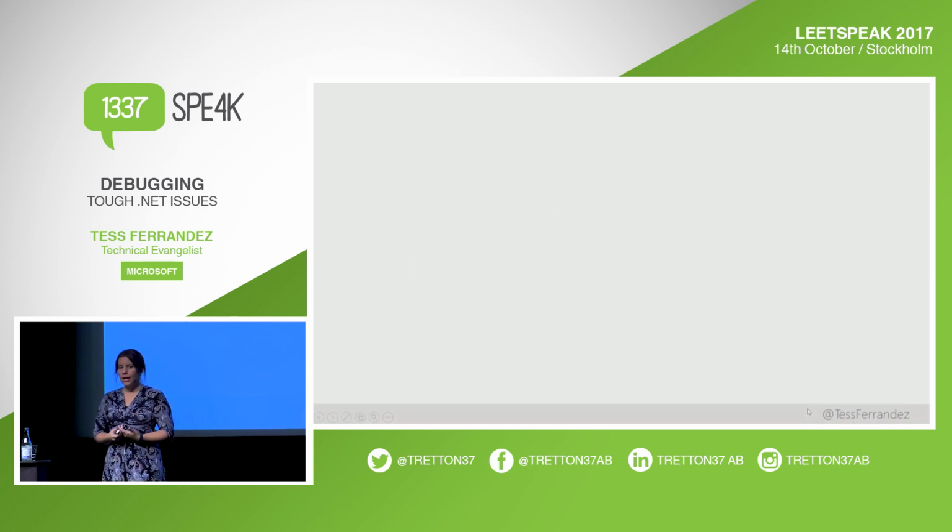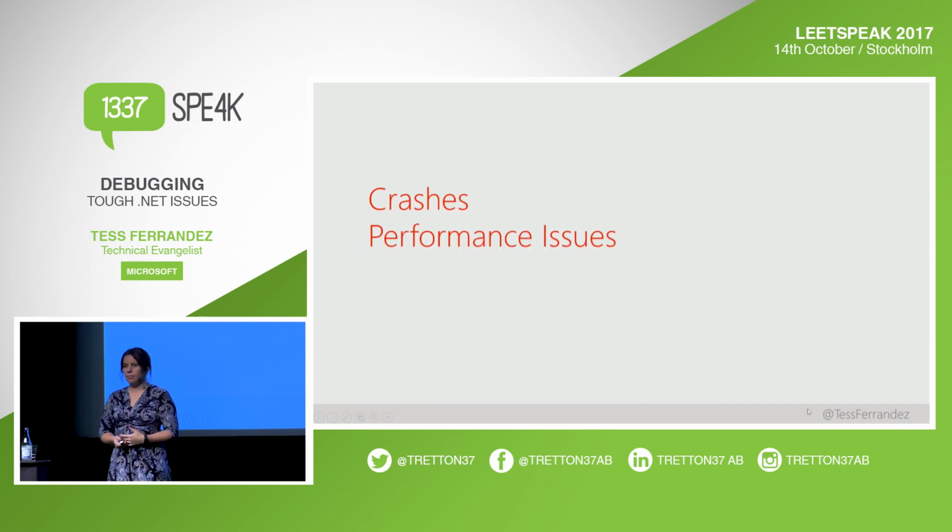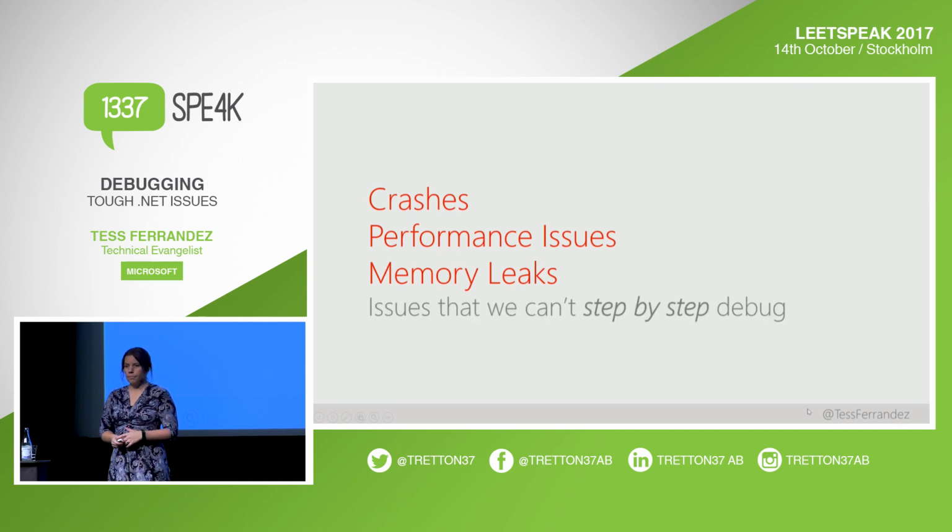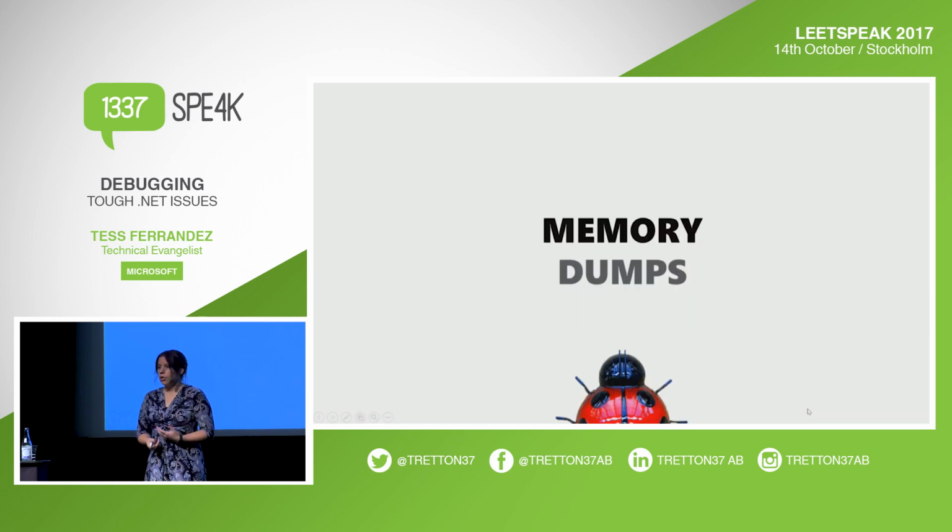And today we're going to talk about those issues, for example, crashes, memory issues, and performance problems. Essentially anything that you can't step-by-step debug. And when you can't step-by-step debug, then you're only left with a few options outside of logging. And one of those options is performance profiling. We'll take a look at that a little bit. But mostly, we're going to take a look at memory dumps.